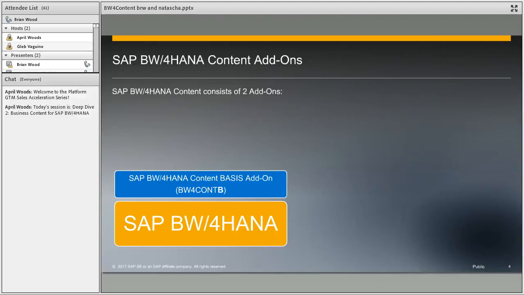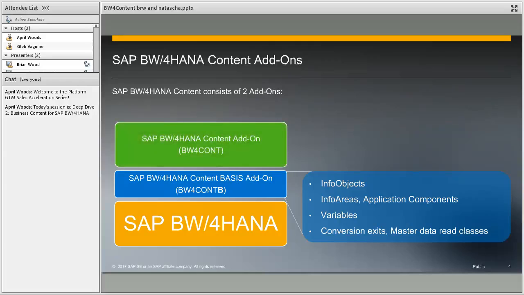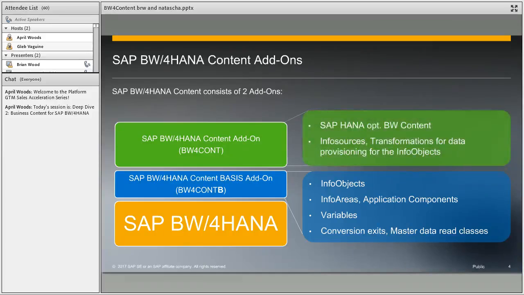The first one, the BW4 Cont B, is essentially that level that I talked about, the lowest level of granularity, where we have the info objects, the application components and info areas, variables, and other related things that enable the higher level content. The second content add-on, the BW4 Cont add-on, contains essentially what I was showing on that last slide.